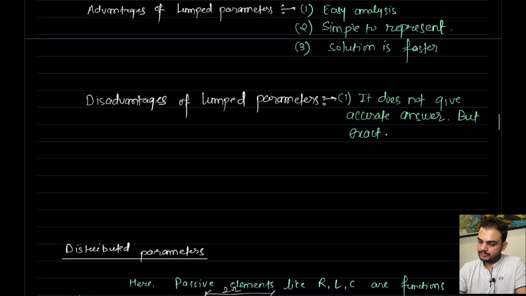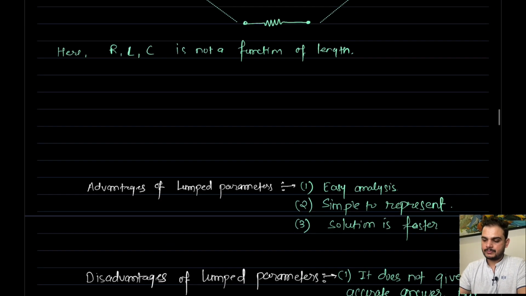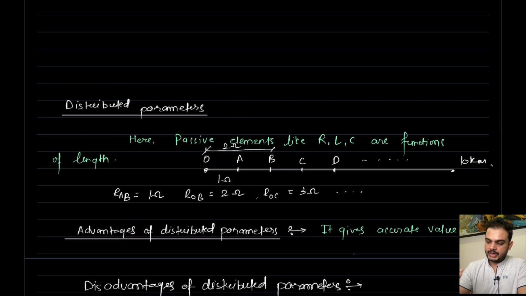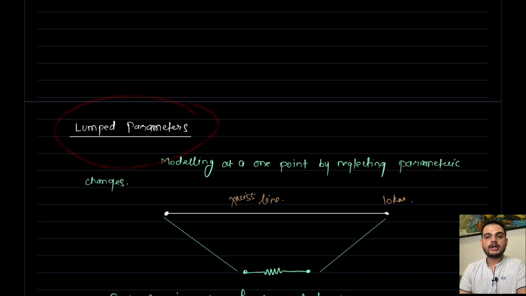And these lumped parameters are also called what? Abstract model. Abstract means what? Tell me in a very brief manner. But distributed parameters, we need to explain everything. That is nothing but a lengthy approach, and this is my short approach.